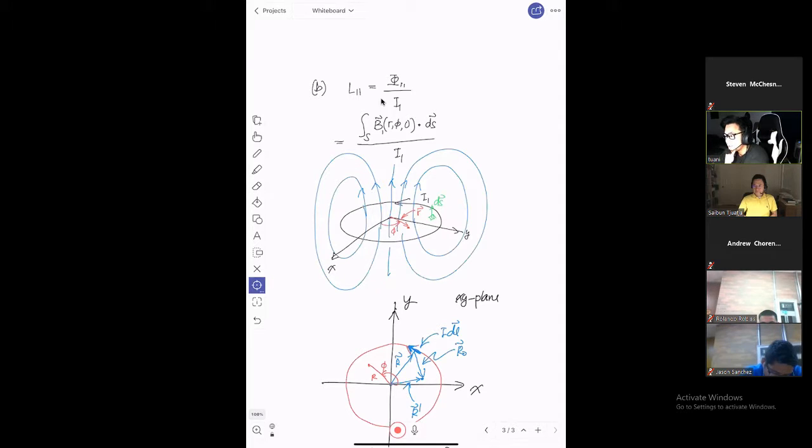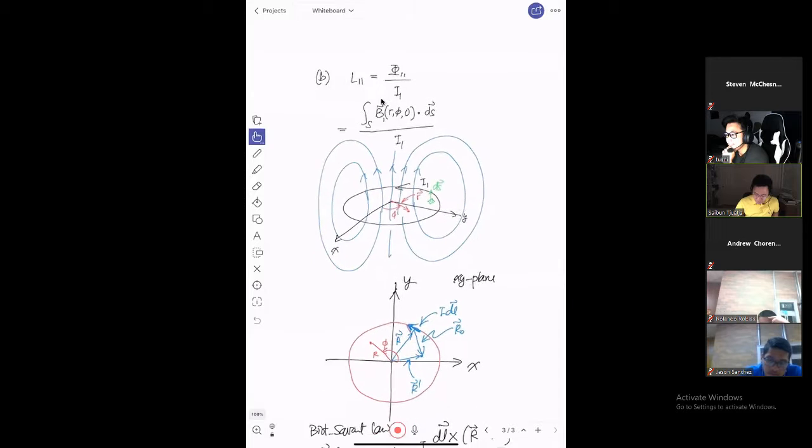Professor, can you explain the X and XY plane again? Like why did you label R naught and R initials and all that? Which one? Which diagram over here? That one. Okay. Yeah. All right. So for this one, what happened?